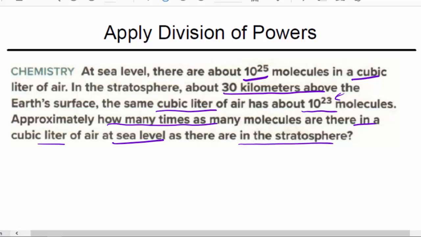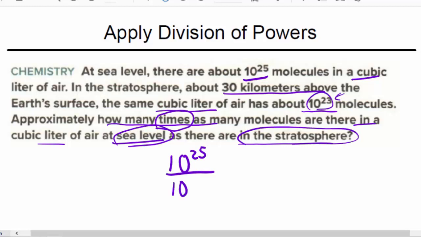Now you got to be careful here because it sounds like you're multiplying. It says how many times as many. It's like saying how many times is big or how many times bigger. It's actually a division problem. And we want to take the sea level here. How many times as many are there in sea level as there is in the stratosphere? So we're taking sea level of 10 to the 25th power, and we're going to divide it by the stratosphere, which was 10 to the 23rd power. If we use the power rules here, the quotient rules, 10 to the 25th over 10 to the 23rd is 10 to the 25 minus 23rd power, which is 10 to the 2nd power. Now if we expand that into what it's actually evaluated out to, 10 to the 2nd is 100.